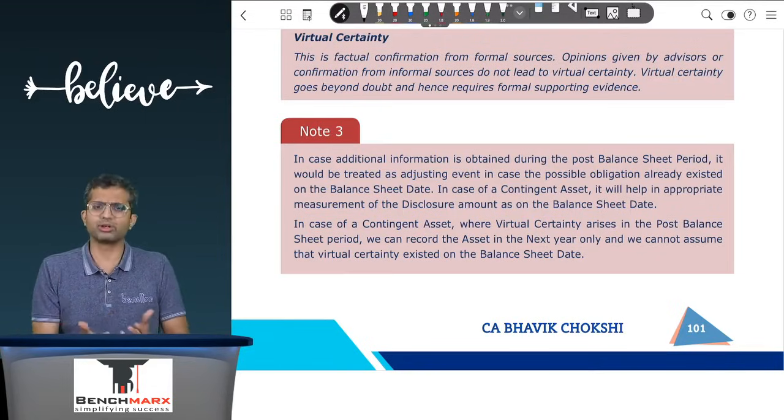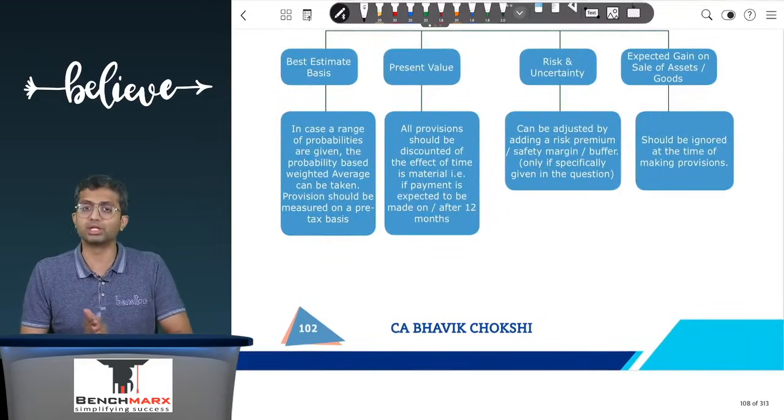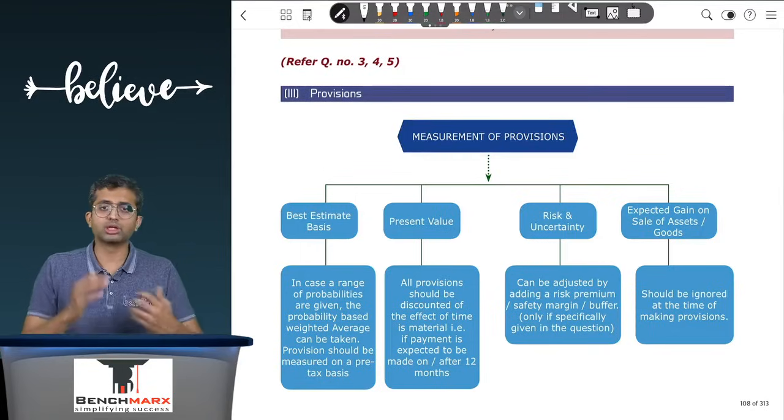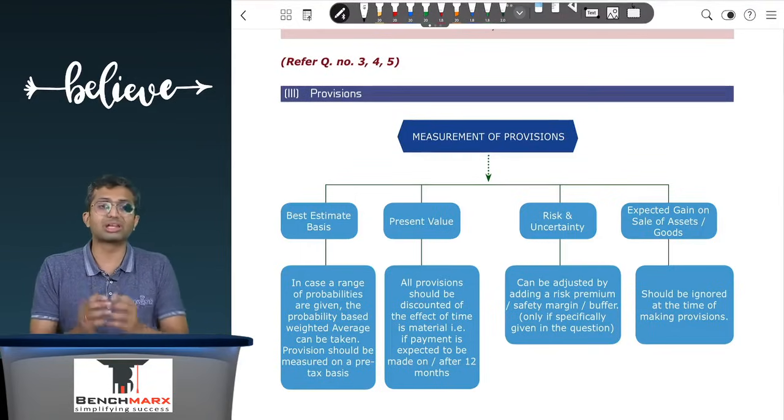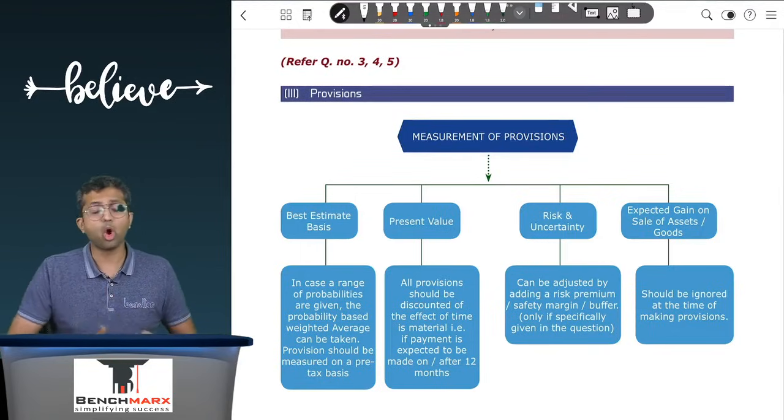So these are the important facets. Various cases can come pertaining to this. The second part over here gives you additional guidance on the best practices while creating the provisions.